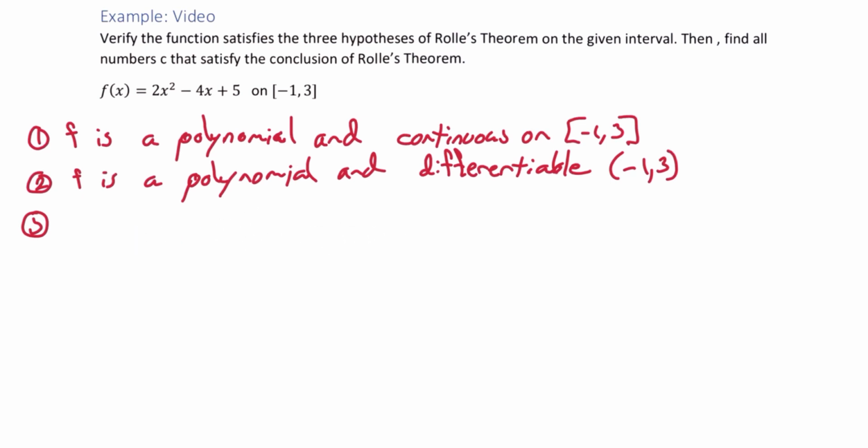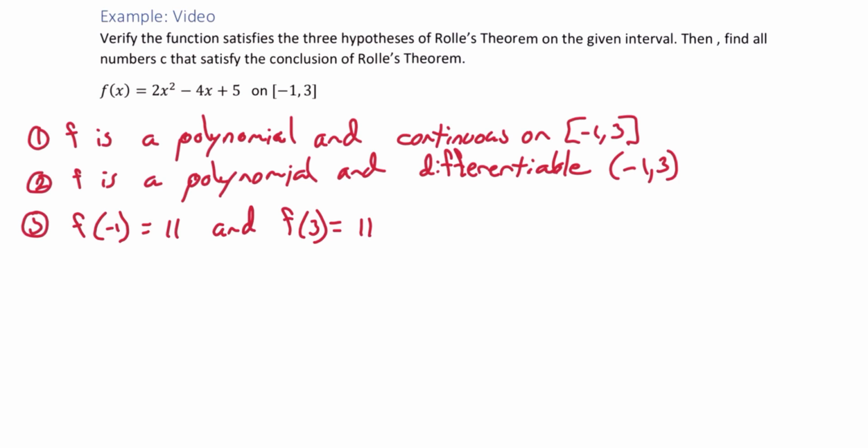Let's look at the endpoints of that closed interval. F evaluated at -1 is 11, and the other endpoint, f evaluated at 3, is also 11. So we have verified that the function satisfies the three hypotheses of Rolle's theorem on the given interval.